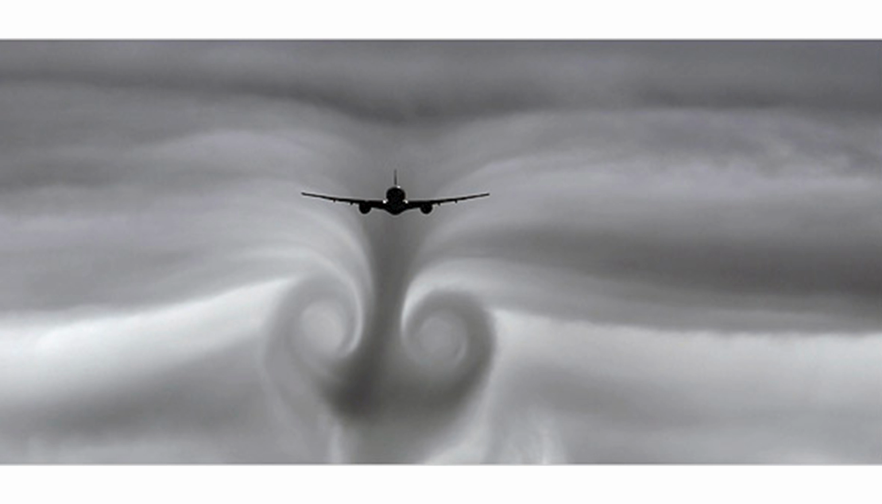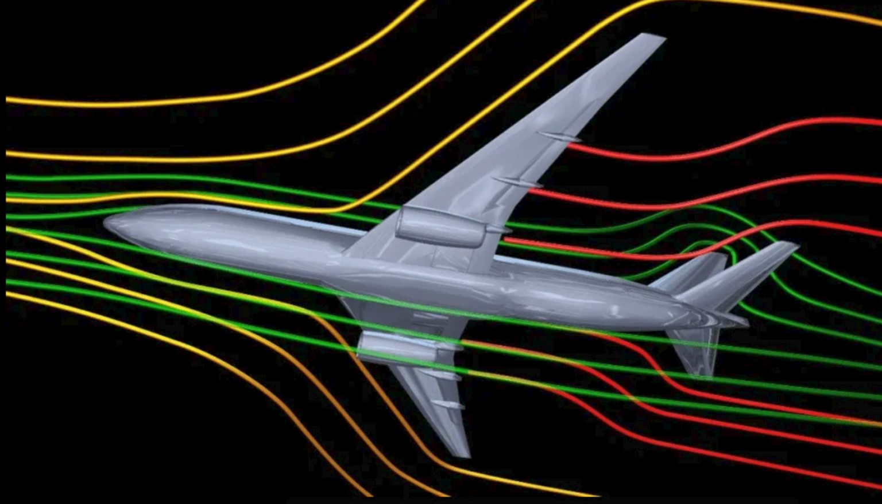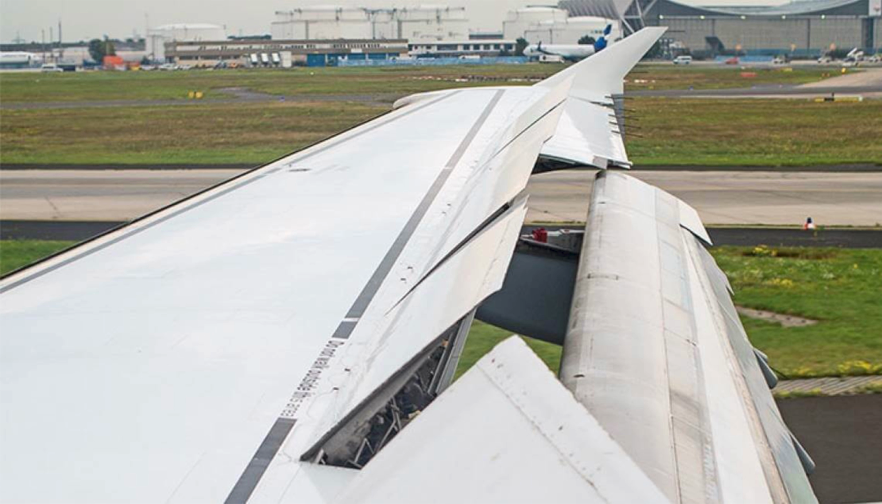Section 4. Managing drag. As the airplane moves forward, it encounters drag, the resistance caused by air friction. To minimize drag, airplanes are designed to be aerodynamic, allowing them to cut through the air with minimal resistance. The smooth surface of the airplane and its streamlined shape play a significant role in reducing drag.